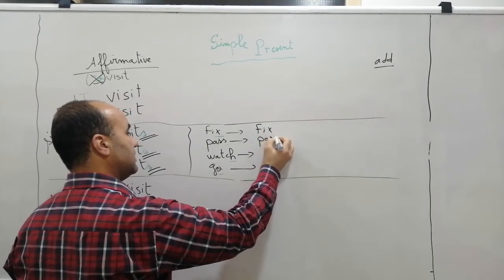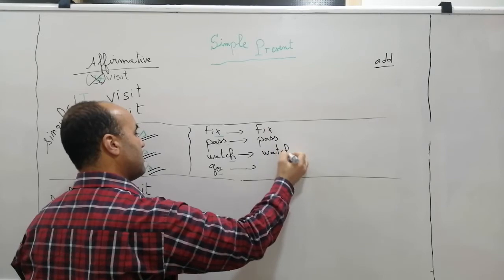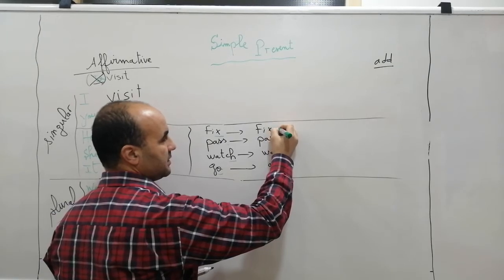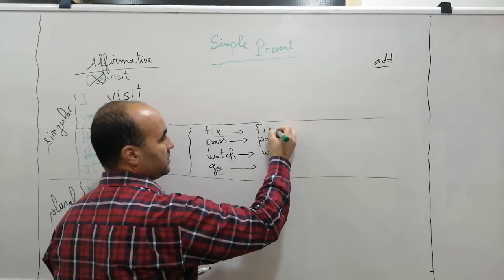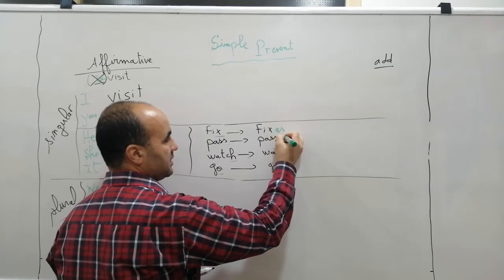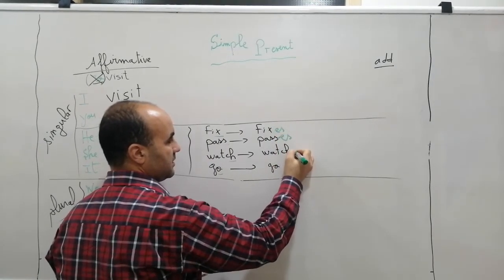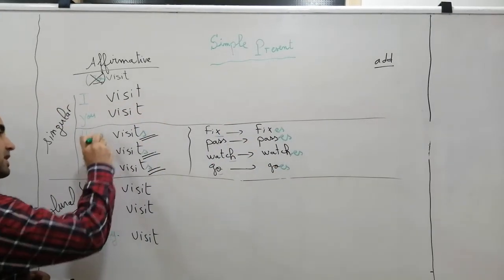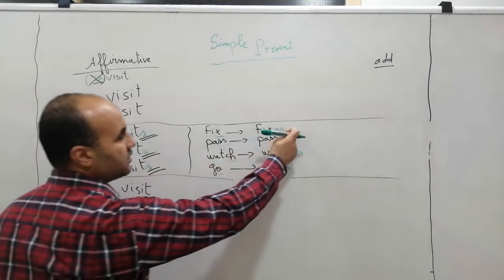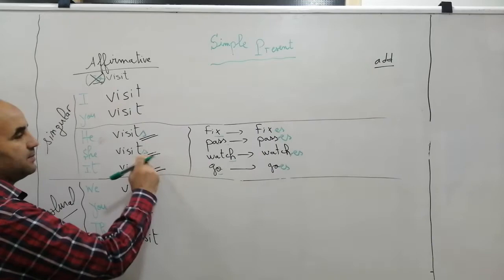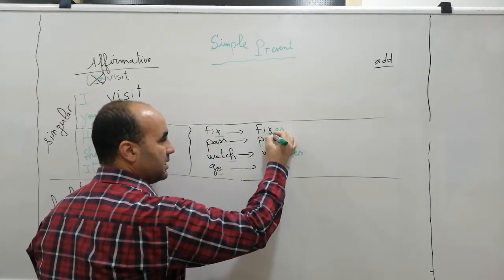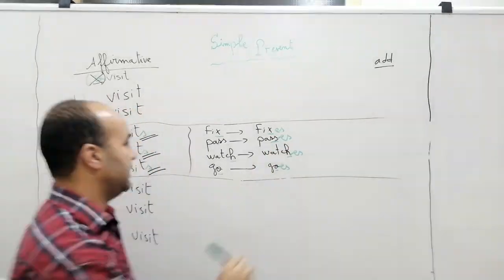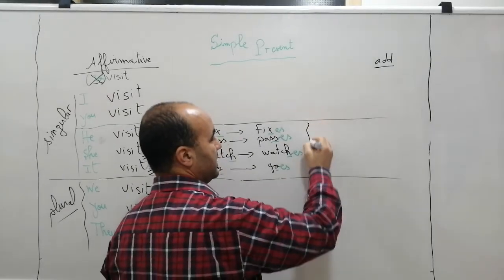Fix, pass, watch, and go. Fix, fixes, using the ES. Passes, watches, good. I think it's just with he, she, and it. He و she و it كنزيدو ES. ما كنديروش غير S because the verb ends. The verb كيكمل لينا S, CH, go, and SH also. Good. Always with he, she, and it.